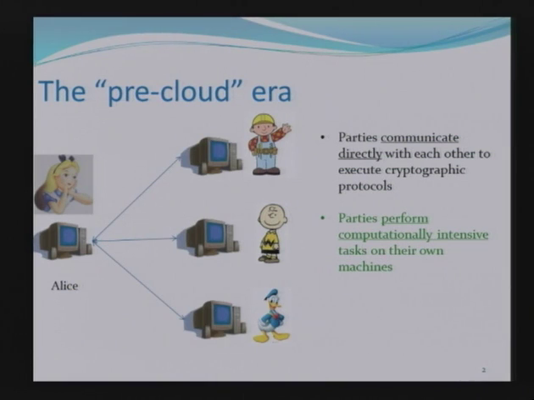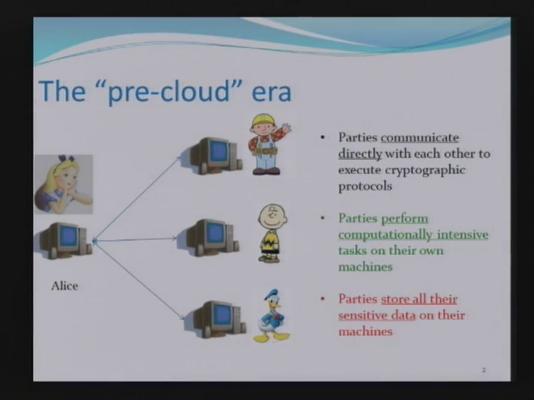Secondly, parties do end up performing fairly computationally intensive tasks. So if it turns out that this encryption algorithm itself is very computationally intensive, it's still the parties who are doing the encryption algorithm locally on their system, because they don't want to reveal their secrets outside of their system. And so parties are doing these computationally intensive tasks on their own system. And thirdly, as I said before, parties store all their sensitive data on their own machines because they're scared to give it out somewhere else. Okay.